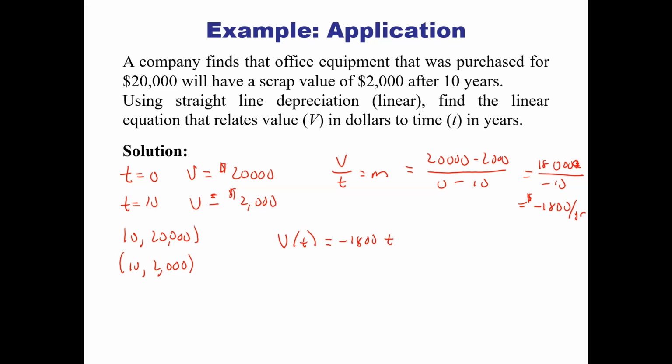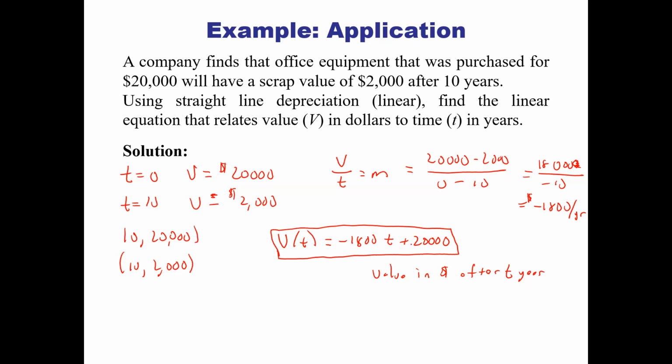We plug in 0 years here and 0 here. What do we get? Well, we should get 20,000 for our intercept. So that better be 20,000 there. And so that would be our value at time t. If they ask for the final function, that would be your function. So that's going to be the value in dollars after t years. That would be kind of the units on this one.